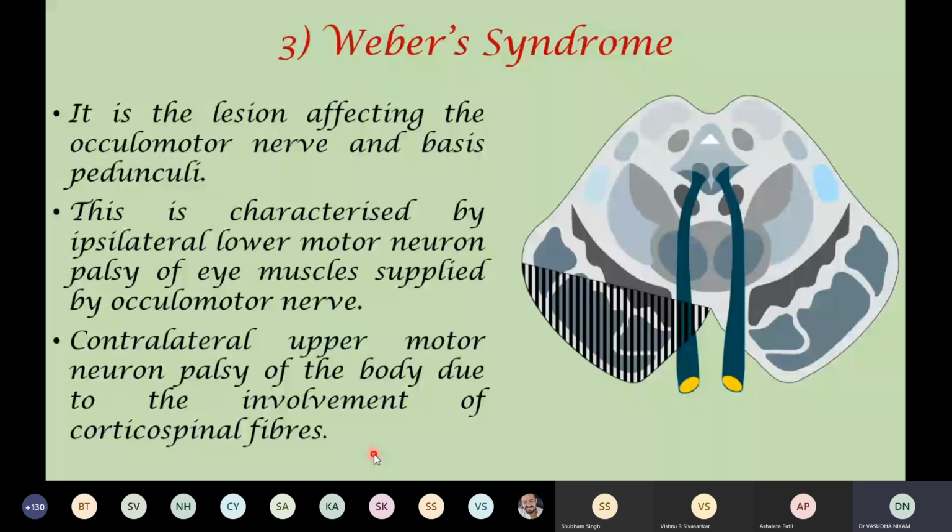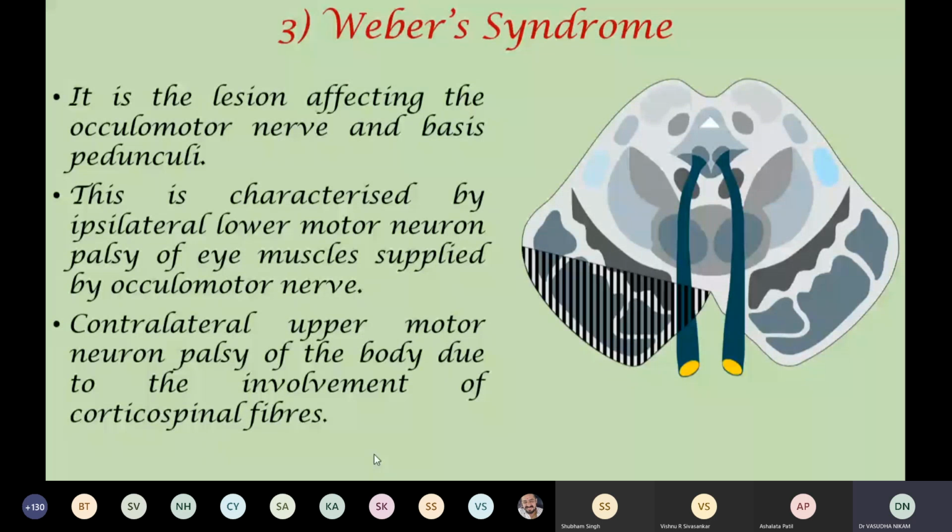So don't get confused with the upper motor neuron palsy and the lower motor neuron palsy. Remember, why contralateral? Corticospinal fibers are crossing to the opposite side. So the opposite side of the body will get paralyzed. So we call it upper motor neuron palsy on the contralateral side, while ipsilateral lower motor neuron palsy on the same side. Is it clear? So this is called the Weber syndrome.